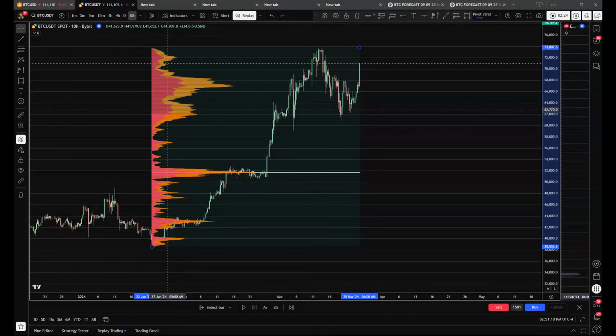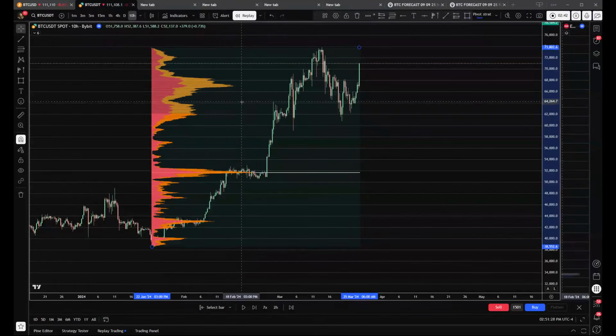But anyway, these are places where business has been done the most, and price is attracted to the big volume zones. These also correlate with orders in the order book, so you don't even have to look at the order book. This is free on TradingView.